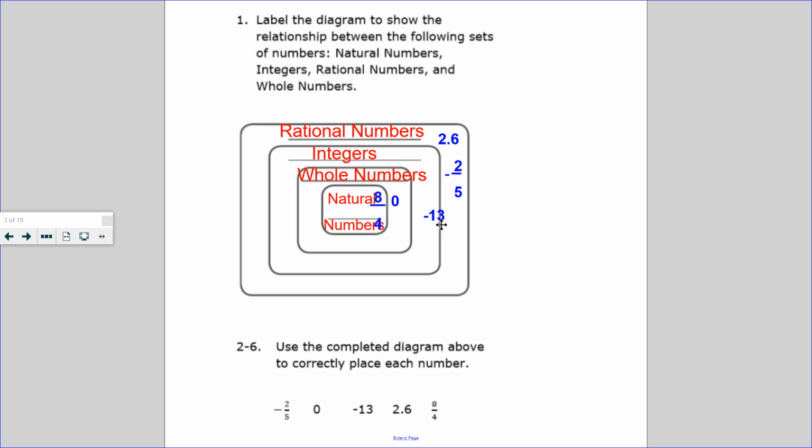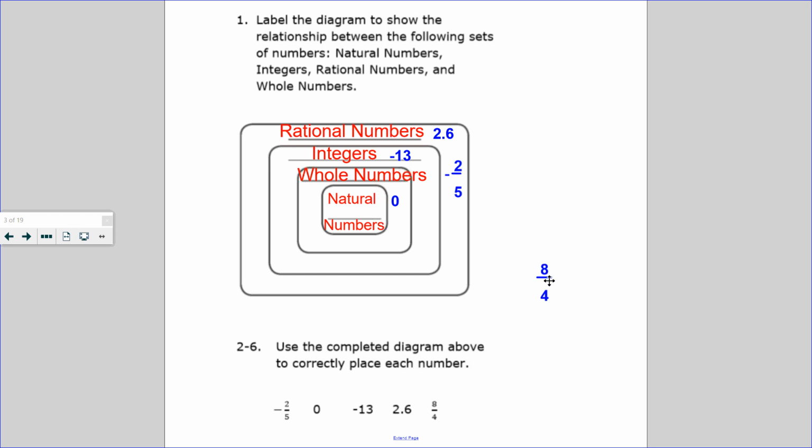Negative 13 is a negative. Do you see any decimal fractions here? No. Even though it could be a rational number, it's better classified as an integer. 2 and 6/10, a decimal, rational number. And this is probably the one that you will get wrong or get tricked by.